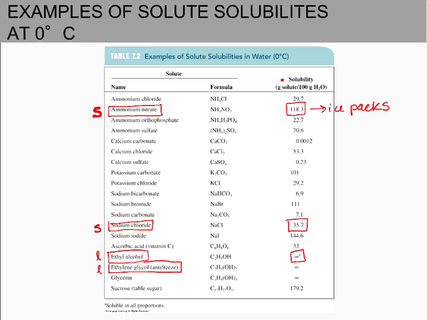And then sucrose, table sugar, is at the very bottom. And this is a solid and it has a specific solubility in water. And sucrose's solubility is much greater than ammonium nitrate and sodium chloride. So it has a solubility of 179.2. And of course, there's other examples here as well.